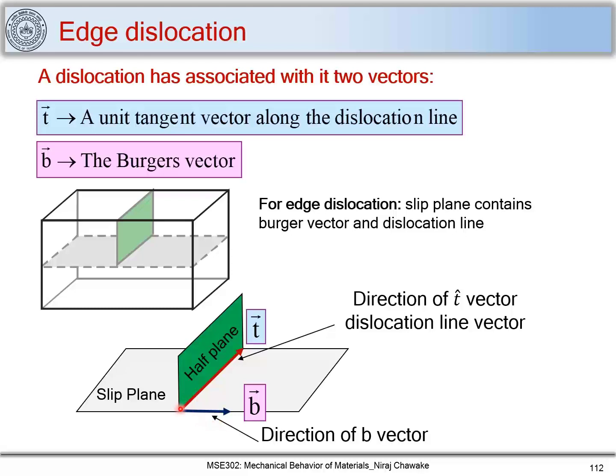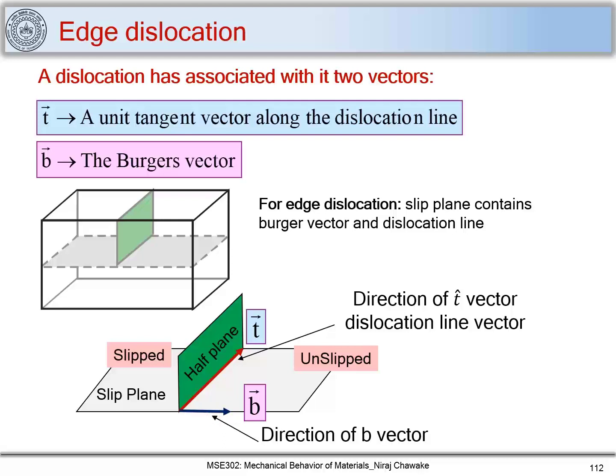And one more important point, this dislocation line demarcates what is the slipped region and what is the unslipped region. This is very important. So when this dislocation moves or glides on this slip plane, it demarcates a slipped region and an unslipped region. Another important point for an edge dislocation, you can see that this slip plane contains these two vectors, that is the T vector, the unit tangent vector along the dislocation line, and the Burgers vector. So the slip plane for an edge dislocation always contains the T vector and Burgers vector. This is a very important point to note.